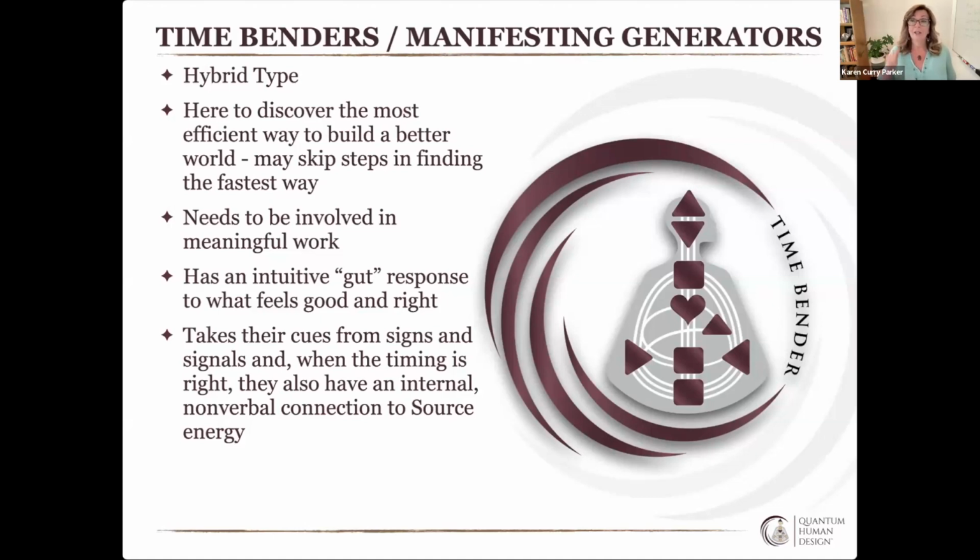A manifesting generator has to have many things going at once, because some of the things that they're doing are there to help them burn energy. Some of the things that they're doing are things that they need to learn so that they can be better at doing something else later.